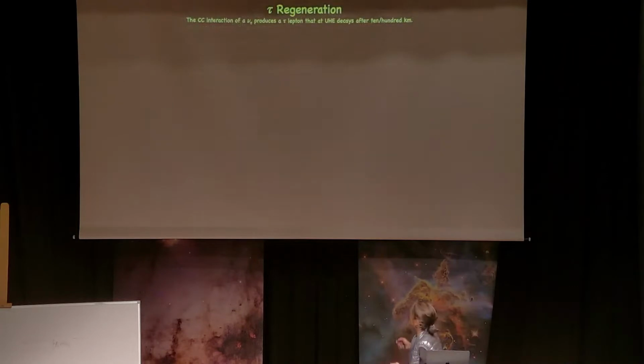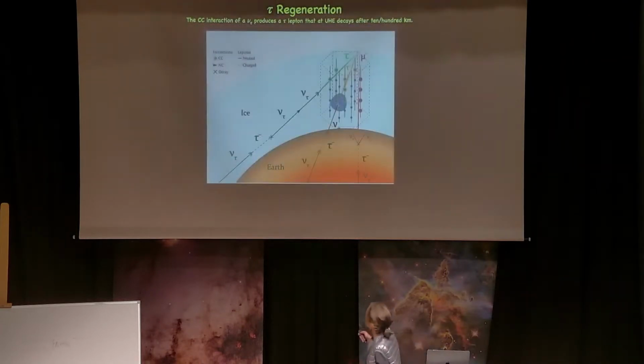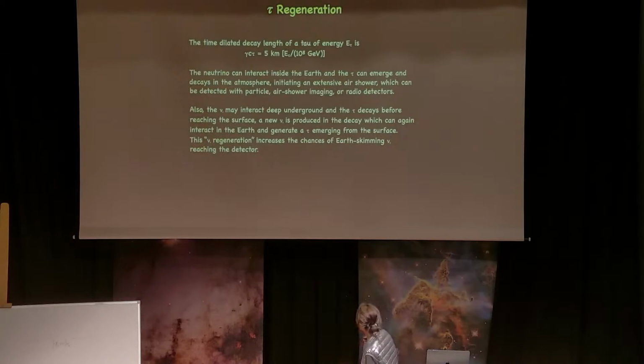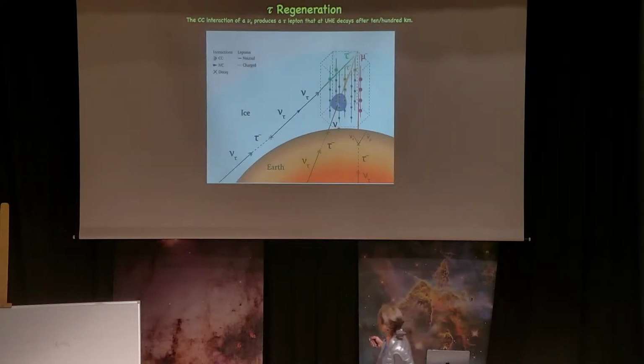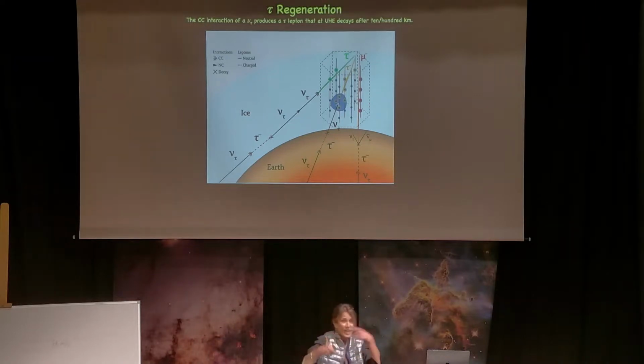The tau regeneration effect is the fact that the charged current interaction of a tau neutrino will produce a tau lepton that decays, again, after 10 or 100 of kilometers into another tau neutrino. So you see, even if the tau neutrino interacts, it will produce a tau that decays and produces another tau neutrino, and then they reach your detector. So tau neutrinos are crucial because they are regenerated.